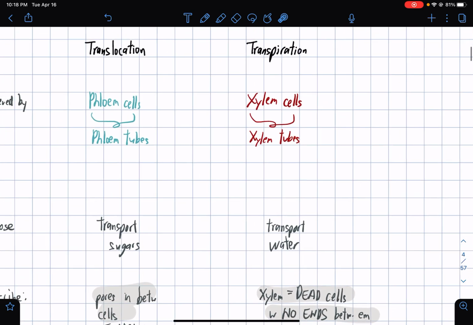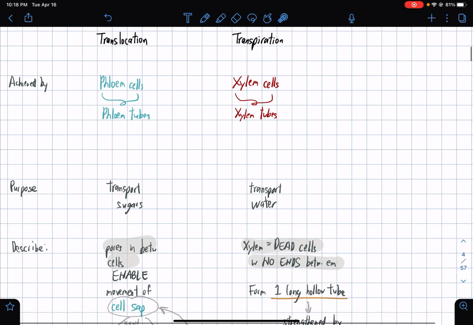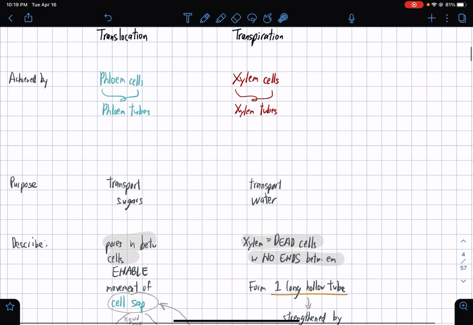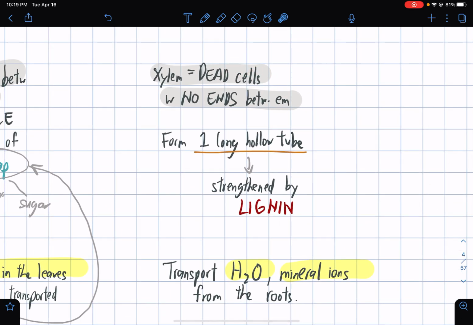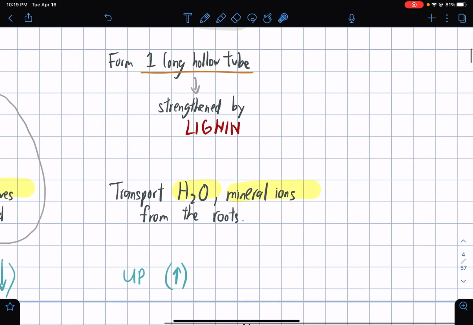For transpiration, on the contrary, how do you describe it? The xylem is composed of dead cells. So xylem cells are basically dead. There are no ends between them, so it's very hollow, unlike what's constituted in the phloem tubes associated with translocation. These dead cells form one long hollow tube. This is strengthened by lignin. I'm not sure if this is an enzyme or something, but basically it's a strong material, strong enough for its purpose in this context.